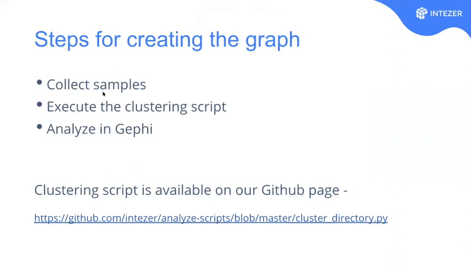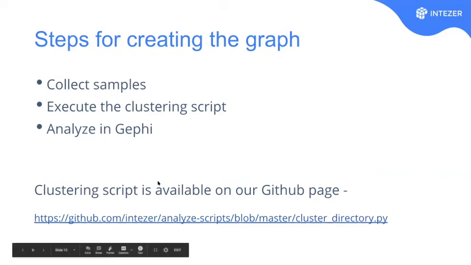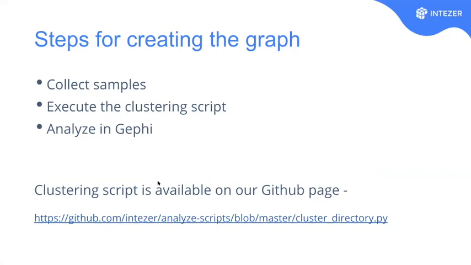So what you should do in order to create this graph by yourself. And I think this is the last slide before I show you a live demo. So first of all, you need to collect samples, right? It depends on your resources. You can use the Intezer Analyze platform to collect those samples as well, but you need to have the binaries or hashes of those binaries. Then you need to execute the clustering script, which is available on our GitHub page. This is exactly the same script I'm going to execute in a few minutes to show you how to build a graph. And then you need to analyze it.